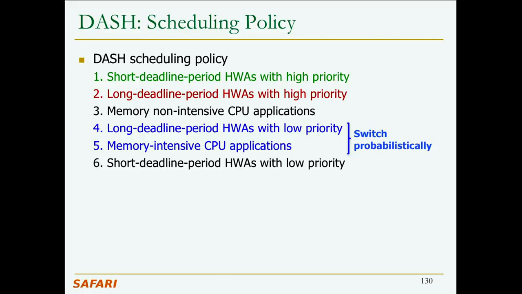So priority means sometimes they become urgent because they're not meeting their deadlines. So short deadline period hardware accelerators that are not on track for meeting their deadlines get prioritized. The next one is long deadline period hardware accelerators that are not meeting their deadlines. Next one is memory non-intensive CPU workloads. Of course, there could be more optimization if you have more knowledge about what that CPU core is executing, right? In fact, here it might be a good idea to give that information to the memory controller. And here, which one do you prioritize? It turns out switching probabilistically, again, might be a good idea because sometimes you don't know what decision is the best. Right? And this one is the lowest priority over here.